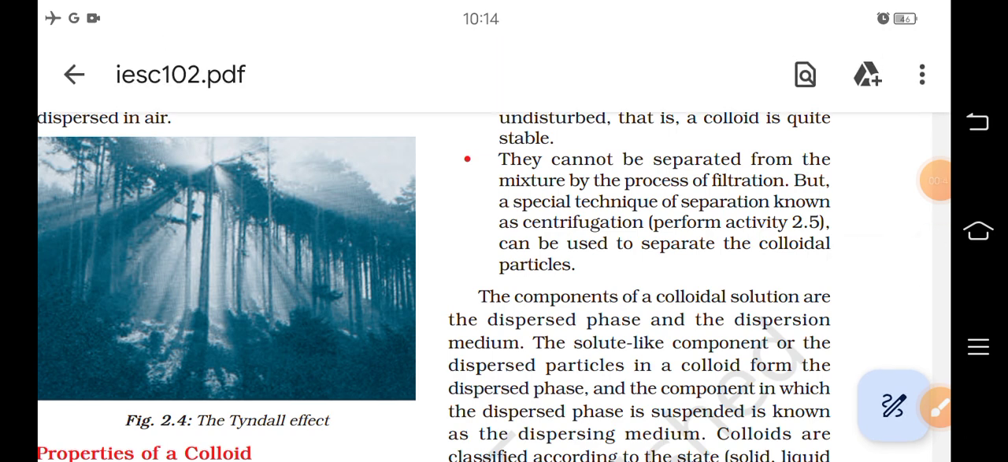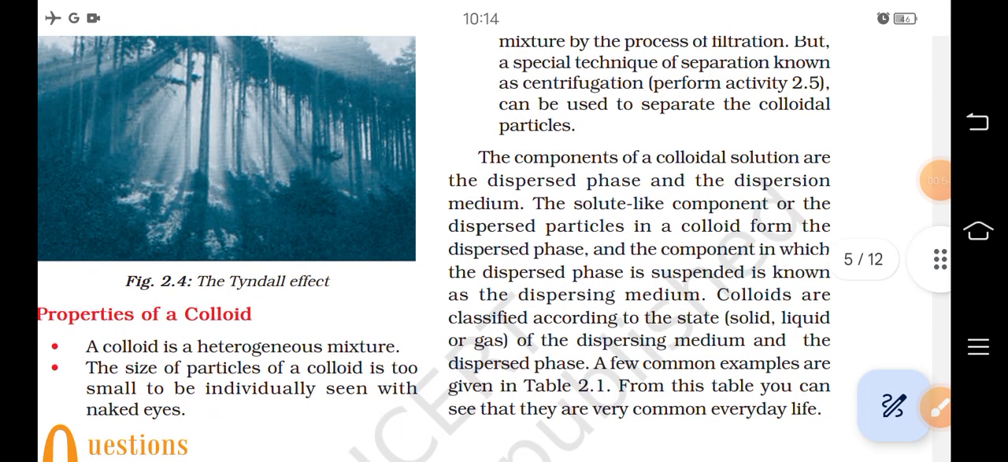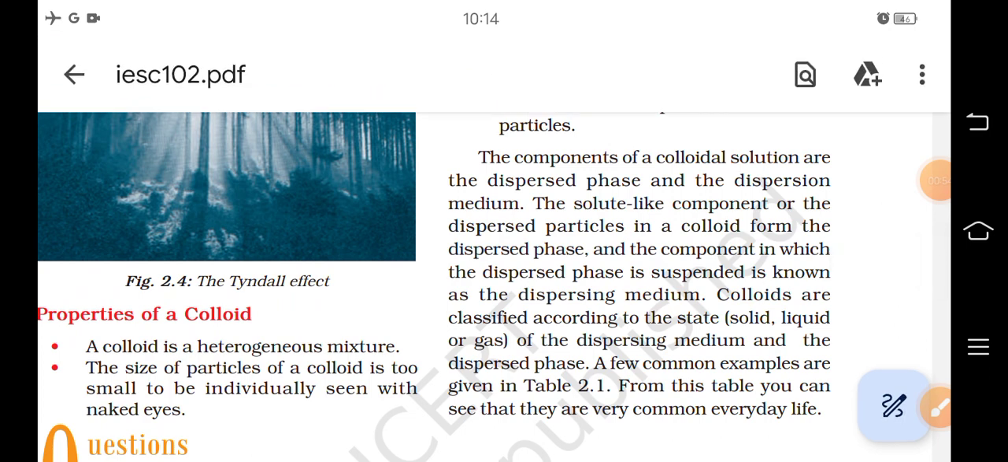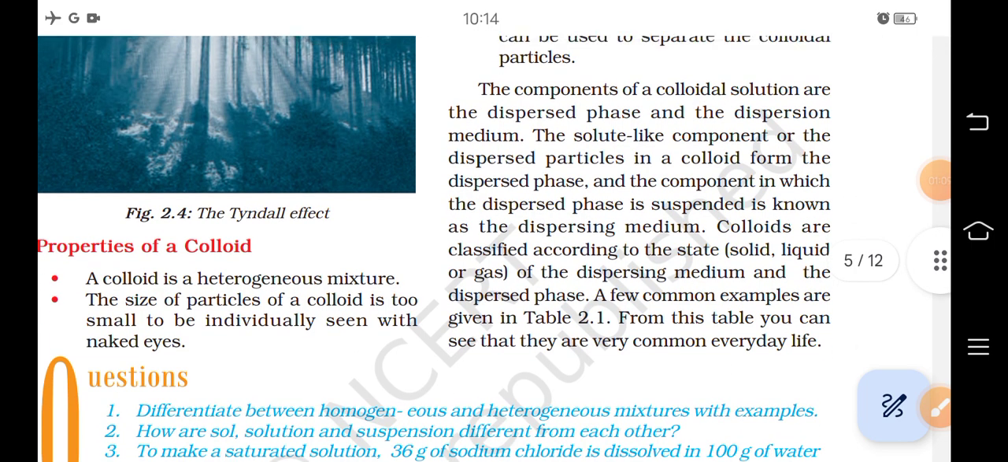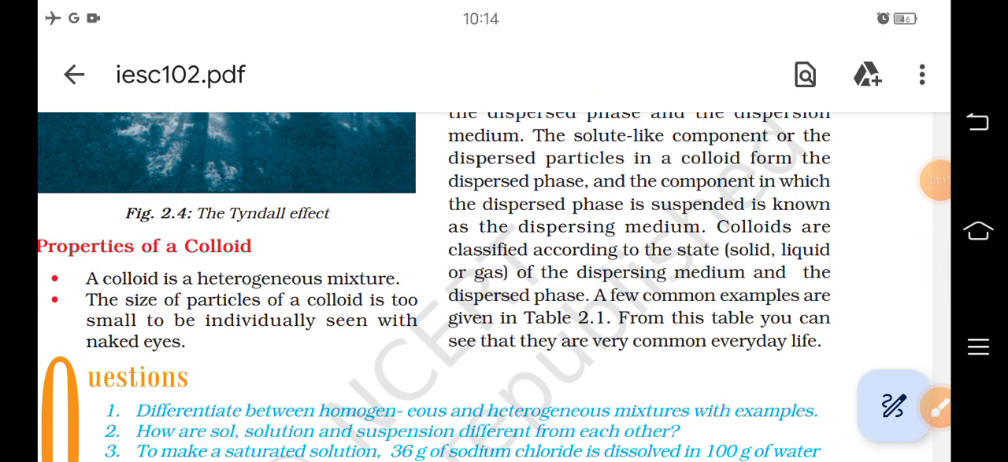They cannot be separated from the mixture by the process of filtration, but a special technique of separation known as centrifugation can be used to separate the colloidal particles. The components of a colloidal solution are the dispersed phase and the dispersion medium. The solute-like component or the dispersed particle in a colloid forms the dispersed phase, and the component in which the dispersed phase is suspended is known as the dispersing medium.